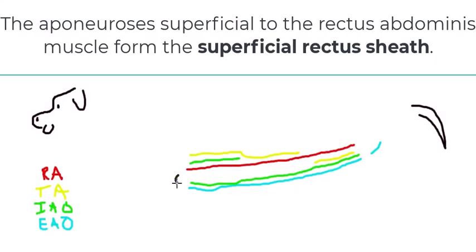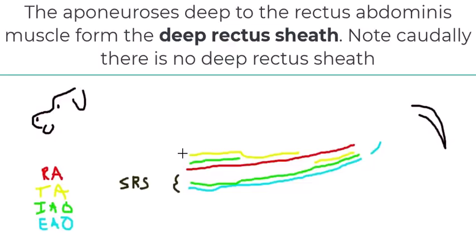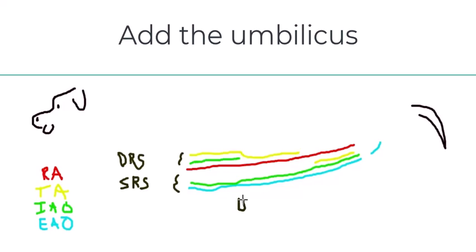The aponeuroses combined superficial to the rectus abdominis muscle form the superficial rectus sheath. You can see a general trend there. The aponeuroses deep to the rectus abdominis muscle form the deep rectus sheath. Note that in the caudal third of the abdomen, there is no deep rectus sheath. There is a trend for these aponeuroses to travel and pass to the ventral aspect.